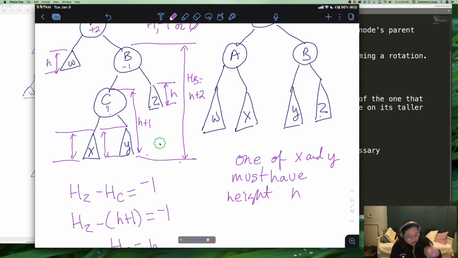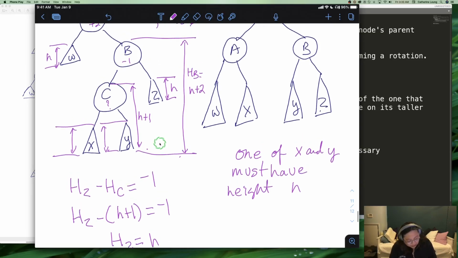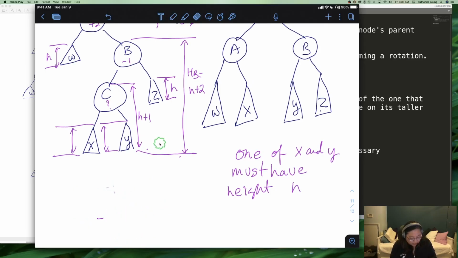Now, let's take a look at the different possibilities, because at the end, that's really what it comes down to. What are the possible heights for X and Y? When it comes down to it, we can sort of do this in a chart form. Okay, so if we take a look at the possible balance of C.